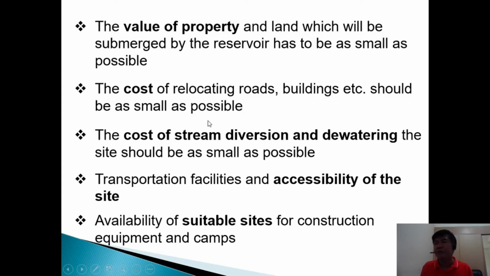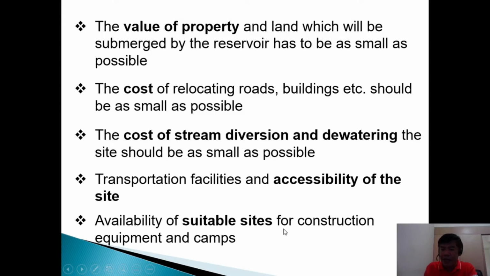Because of course, if you are going to construct dams, there will be roads that should be constructed. The cost of stream diversion and dewatering the site should be as small as possible. So this is also to be considered in the costing. So the stream diversion and its dewatering, transportation facilities and accessibility of the site. Most of the dams that are being constructed, if it is still in a remote area, the first thing to construct is actually the access roads. So it's part of the cost, that's why it should be considered in that analysis.